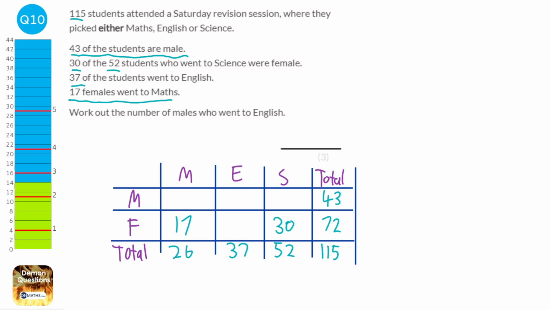So it says work out the number of males who went to English. Males who went to English will be this box here, so this is our target. But you can't work that out directly, we've got to kind of go around and work out what we can.